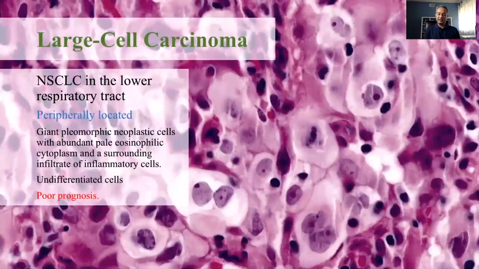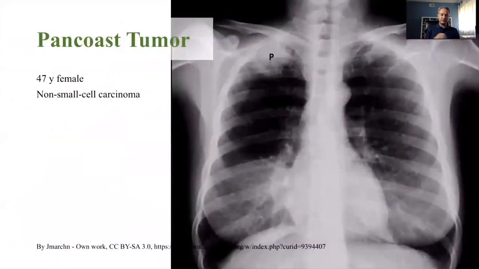And look at this. Look at these big cells. So this is the large cell carcinoma, a non-small cell carcinoma. This is peripherally placed with poor prognosis, undifferentiated cells. So look at these big pale cells. These are the large cells. Usually in the histopathological slides, you would see these large pale cells with undifferentiated structures, and then peripheral to them you would see the inflammatory cells trying to take care of them. Okay, so this is the large cell carcinoma.